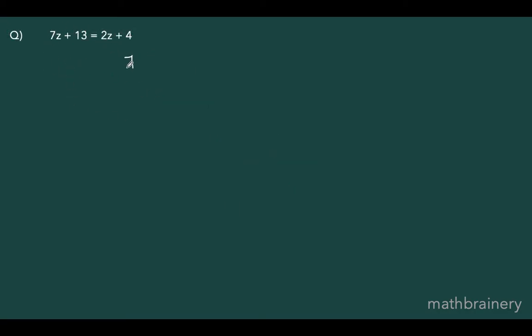7z plus 13 is equal to 2z plus 4. Let's transpose 2z to the left hand side. So it will be 7z plus 13 minus 2z is equal to 4. 7z minus 2z is 5z plus 13 is equal to 4. Now let's transpose 13 to the other side. Now here it is positive 13. When it goes to the right side, it changes its sign.